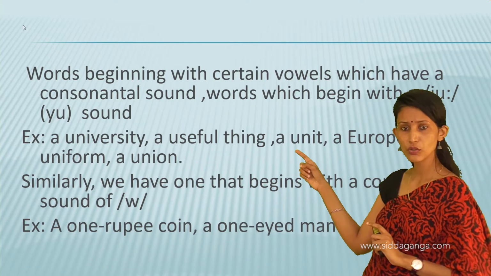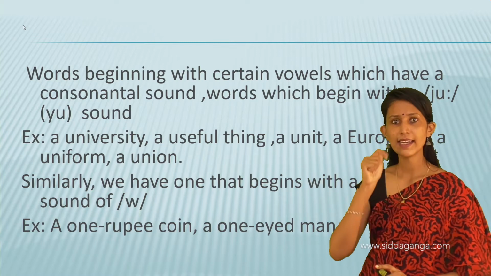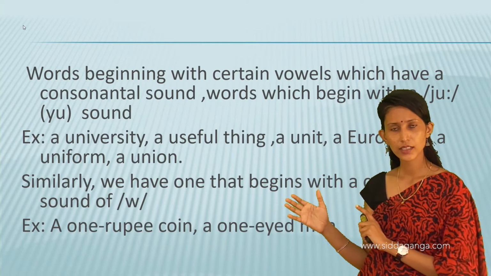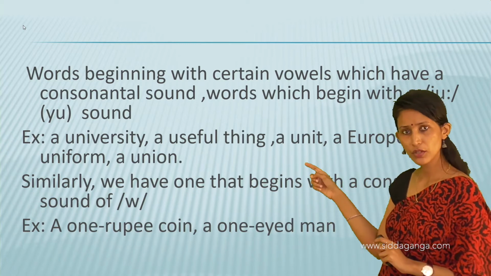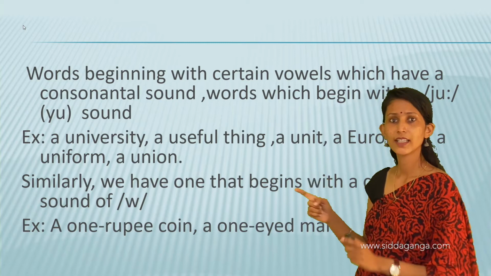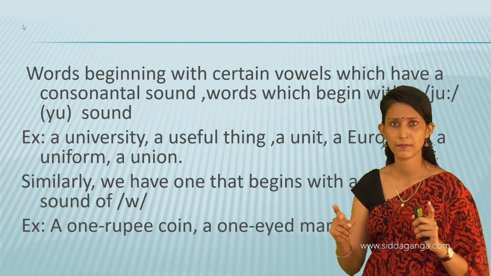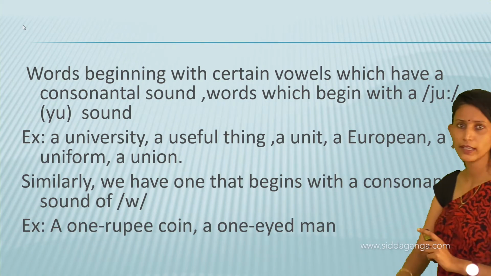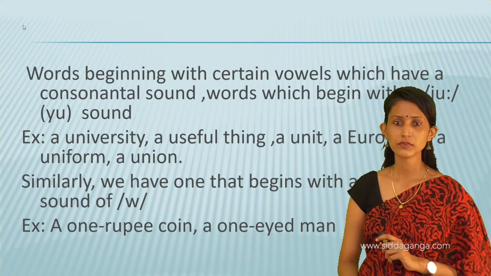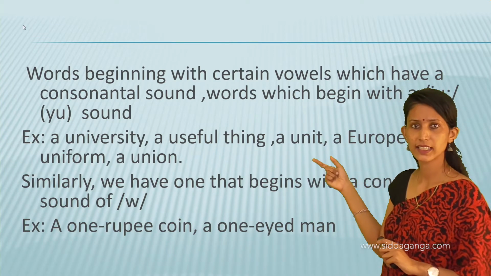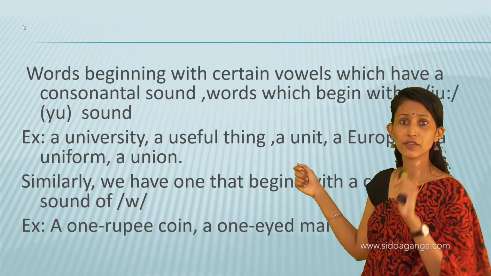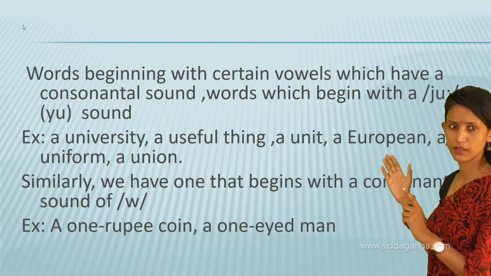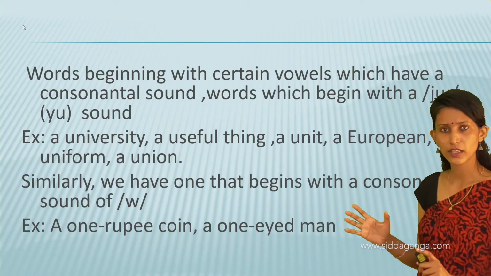You're not taking this U as a vowel, isn't it? A, E, I, O, U are vowels. The rest of them are consonants. But even though U is a vowel over here, the sound is of ya. So this is what ya is. Ya plus U becomes U. That is why university, ya. The sound of university. A useful thing, a unit, a European, a uniform, a union, alright?